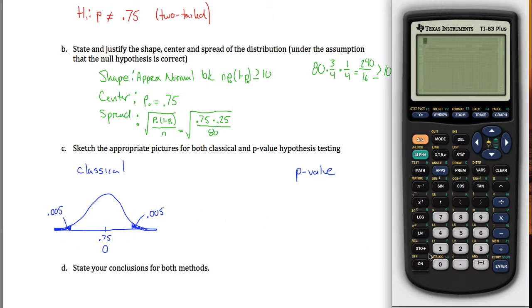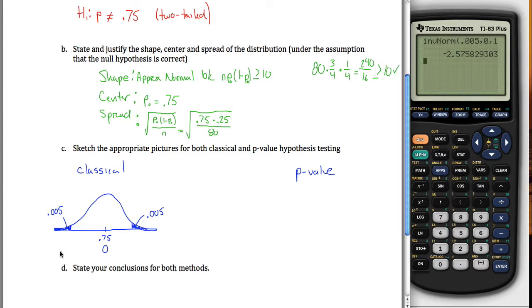I want to figure out the z-score that corresponds with having 0.005 above it and the one for 0.005 below it. Fortunately, my calculator has a function that does that for me. It's the inverse norm function. If you go under distributions and down to inverse norm, it always wants the area below. So if I put in 0.005, comma 0, comma 1, it's going to give me this negative number out here, negative 2.576. And if I had put in 0.995, it would have given me 2.576. Those are what are called my critical values.